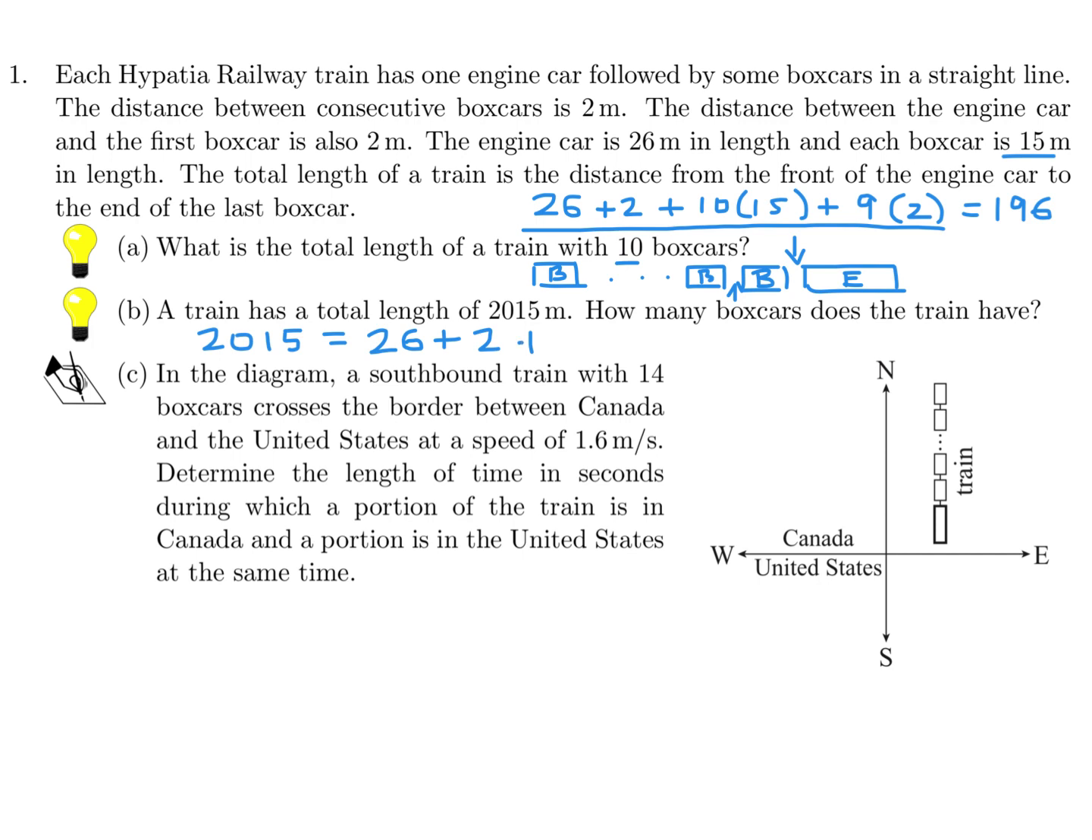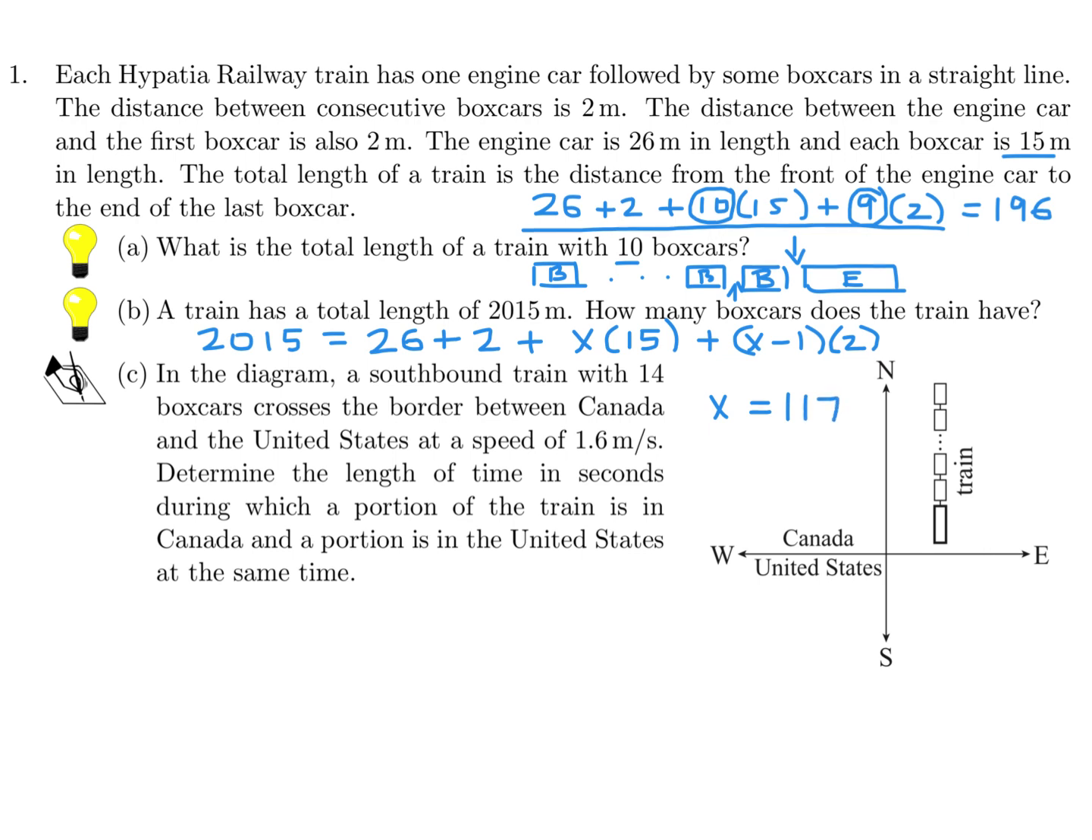And then this time we don't know how many boxcars, so I'm going to put X there, and each of those is 15. And then this number is X minus 1, and that's times 2. And that is your equation. I will let you solve that. And when you do, you get X equal to 117.